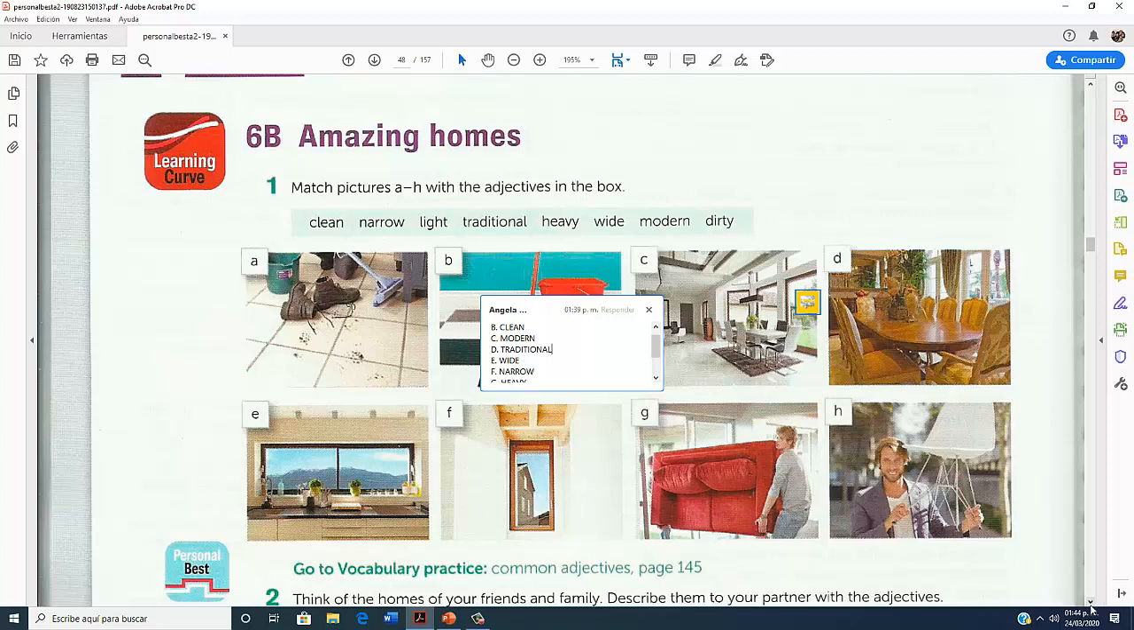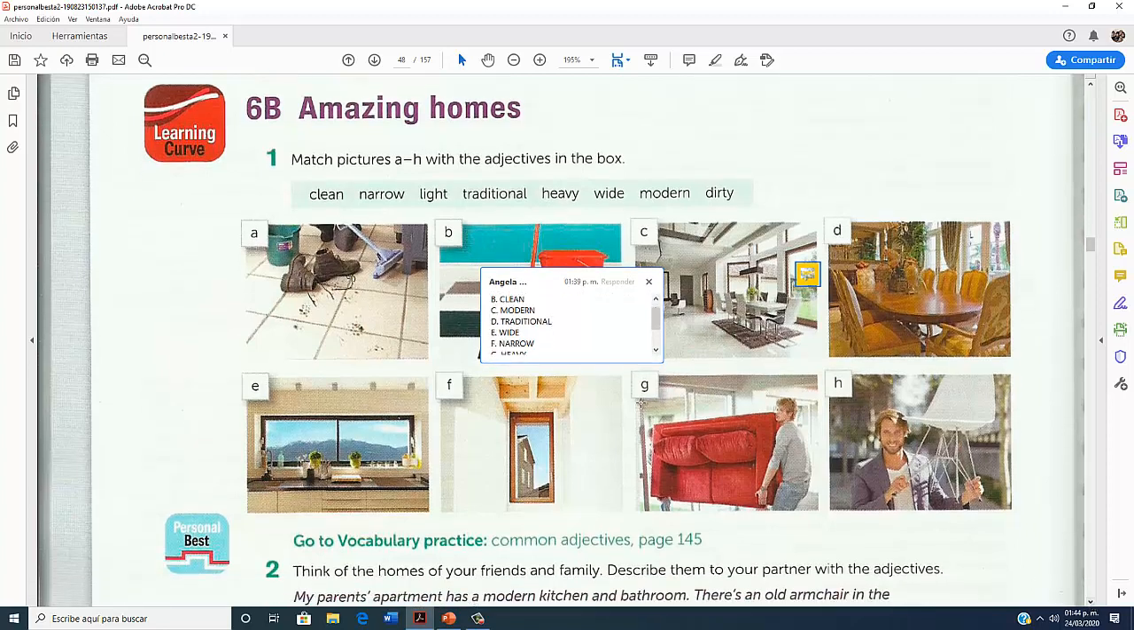Now, what other adjectives can you use to describe rooms or furniture apart from heavy, clean? We can use, for example, big, small. What other adjectives do you think we can use to describe a house, to describe rooms in a house? So on page 145, we are going to go to that page.